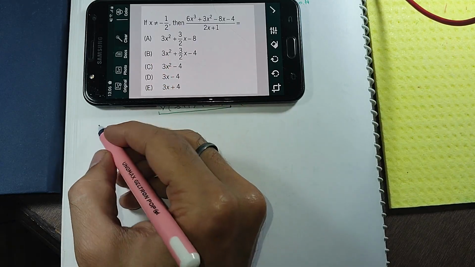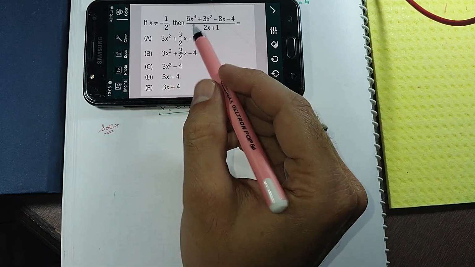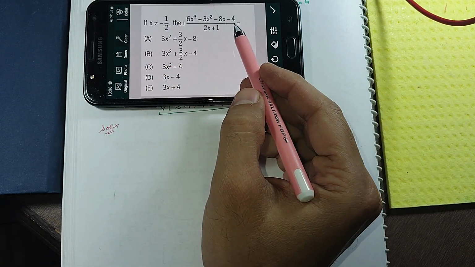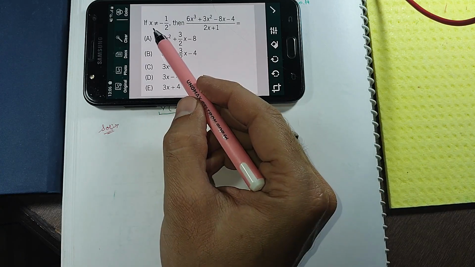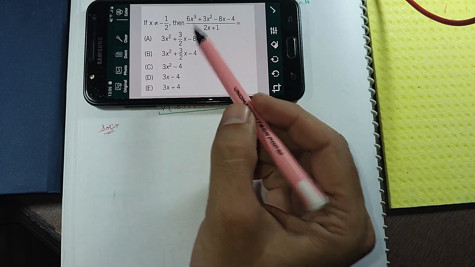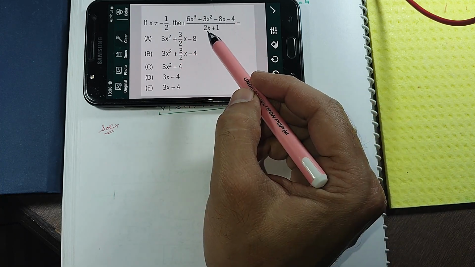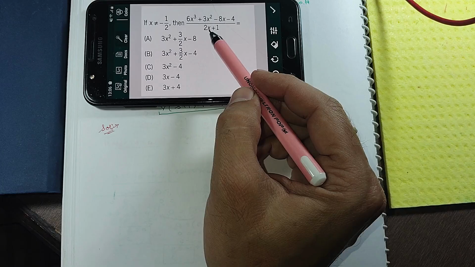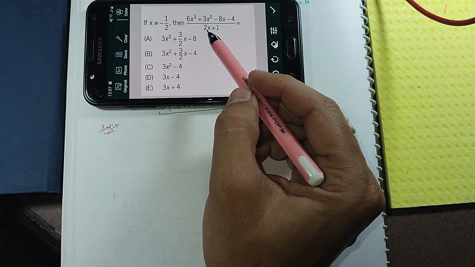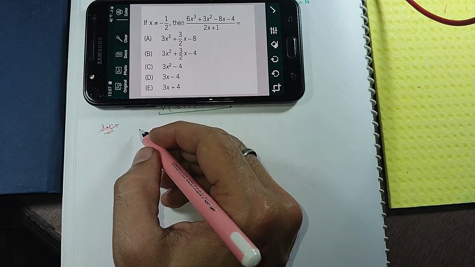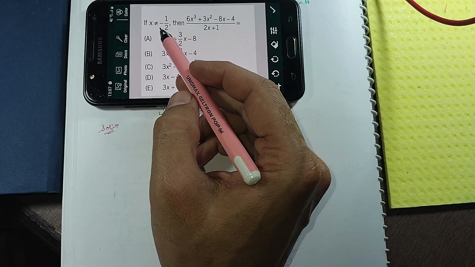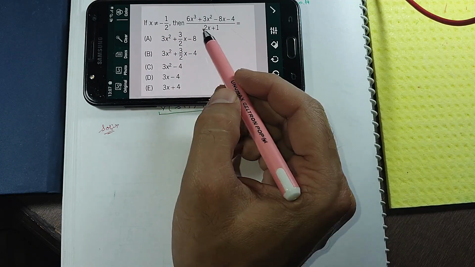If x is not equal to minus 1 by 2, then (6x cube plus 3x square minus 8x minus 4) divided by (2x plus 1) is equal to what? Now see here, he has given x is not equal to minus 1 by 2. What does that mean? If we put the value of x as minus 1 by 2 in the denominator, the 2 and 2 will cancel, so you will have minus 1 plus 1, which is 0. You know that anything divided by 0 is undefined or infinity. So that's why he has put a condition here that x can't be equal to minus 1 by 2.